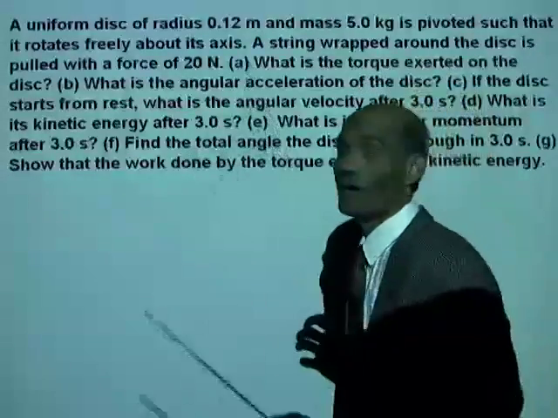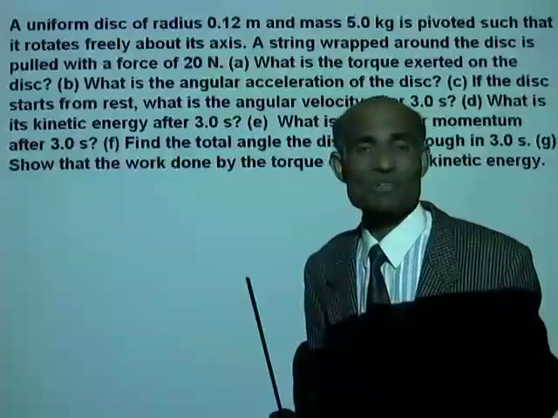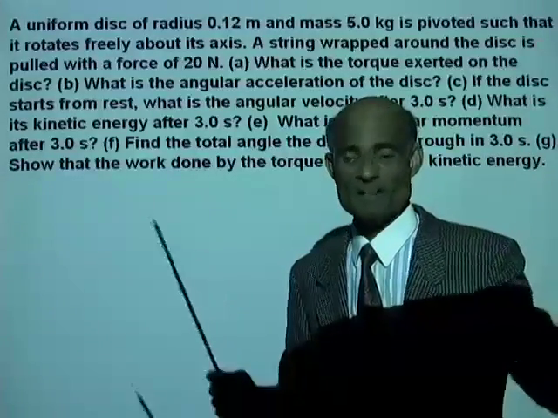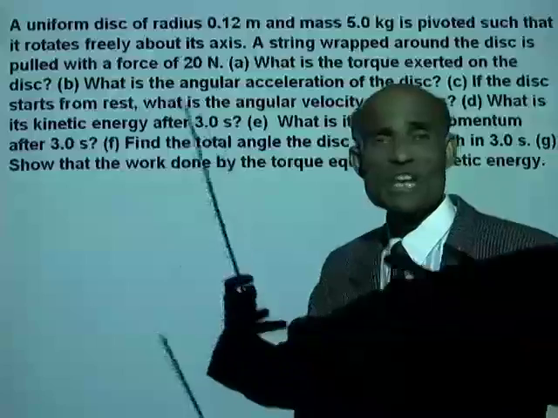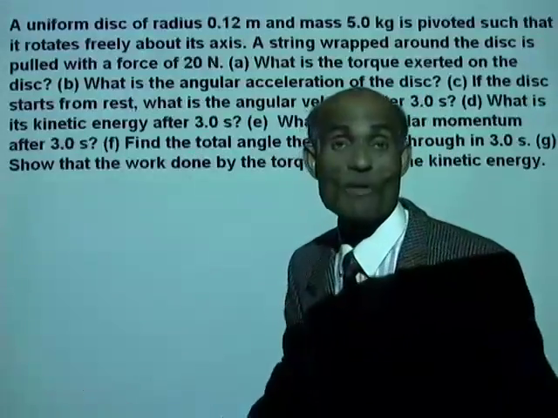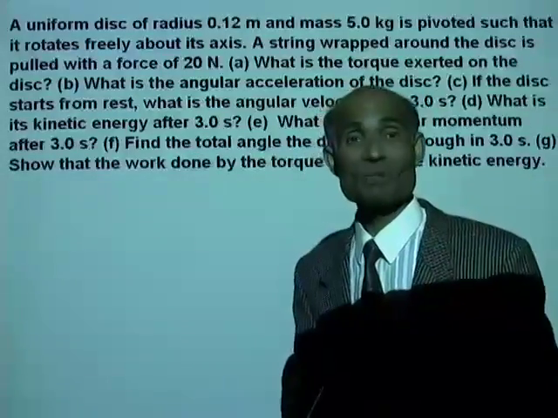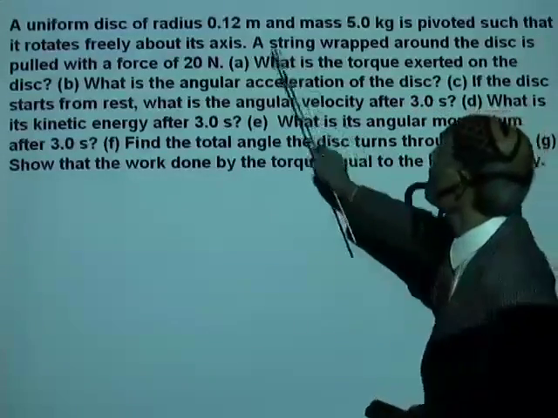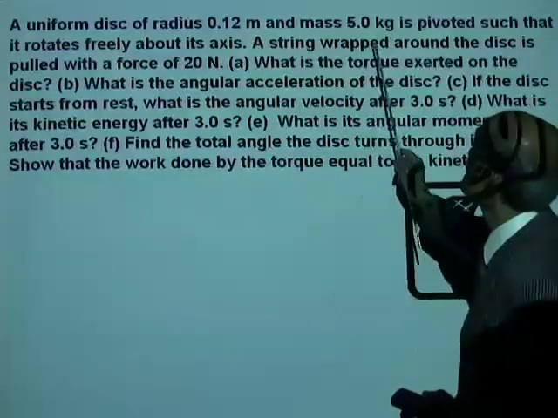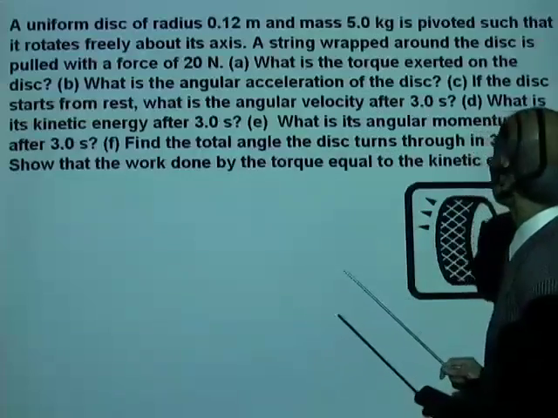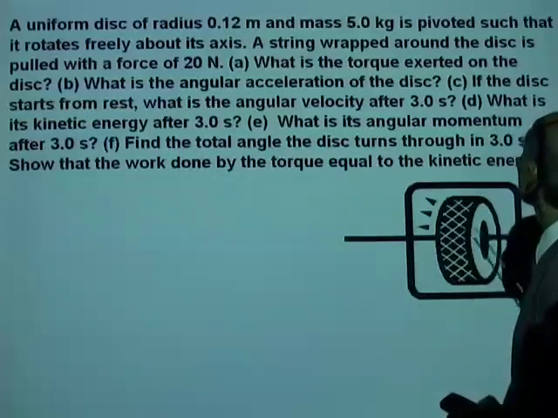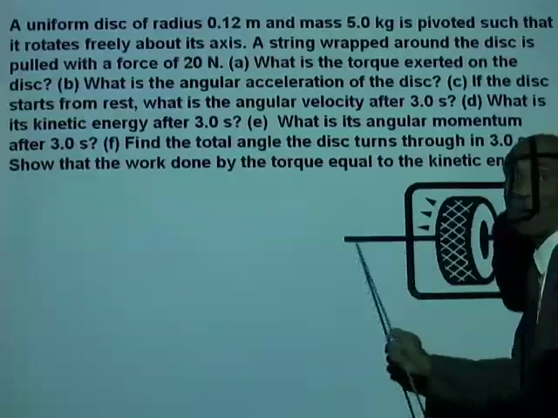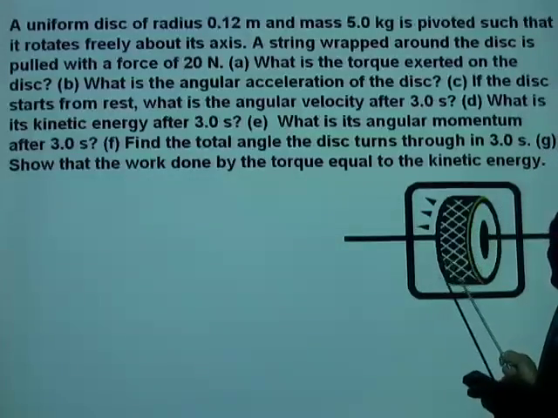All these are one-step problems actually. Just use the principles we discussed so far. So none of these involves more than a single step. Okay, let's go. First of all, we have a disk of radius 0.1 meter and mass 5.1 kilogram pivoted so that it can rotate about a horizontal axis.